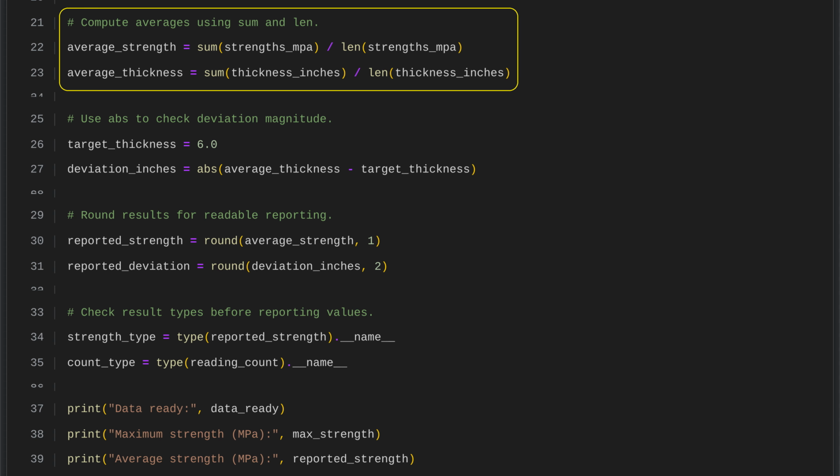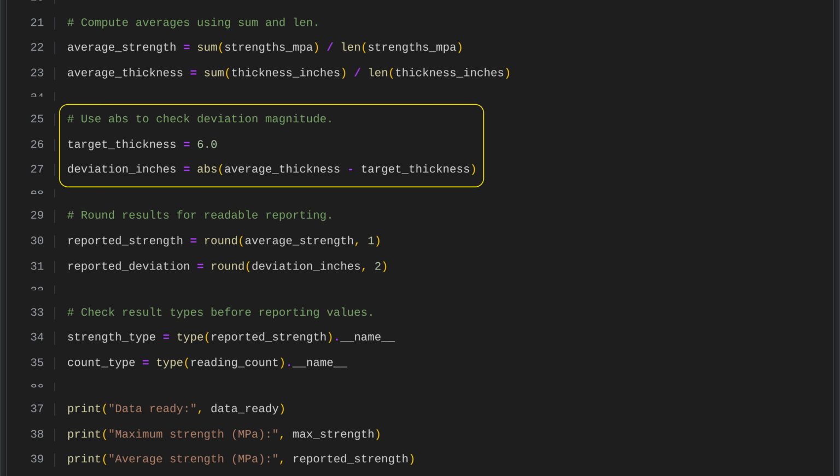Average concrete strength and slab thickness are found by adding all measurements in each group and dividing by the number of measurements. These mean values summarize strength in megapascals and thickness in inches, helping assess overall material performance and construction consistency. Set the target slab thickness at 6 inches, then measure how far the average slab thickness is from that target. Use the absolute difference so the deviation is always positive, whether the average thickness is above or below 6 inches.